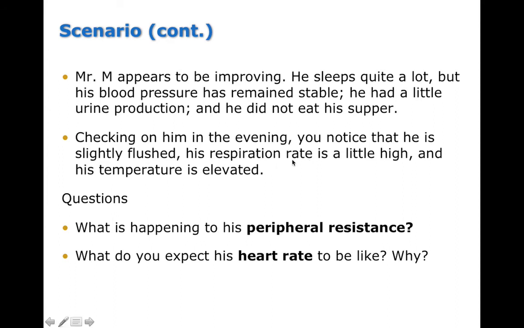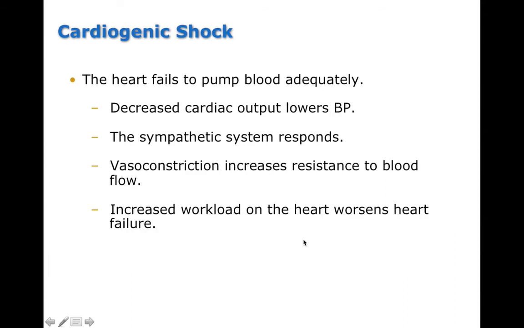And so what might actually be going on here, based on these signs and symptoms, it's possible that he's actually having vasodilation, which is decreasing his peripheral resistance. That would actually explain the low urine production, but then his heart rate could be high to try to compensate for that decrease in peripheral resistance. Because remember, the equation for blood pressure is cardiac output times total peripheral resistance. So if you can increase heart rate to try to increase cardiac output, it could compensate for decreases in peripheral resistance to maintain normal blood pressure.